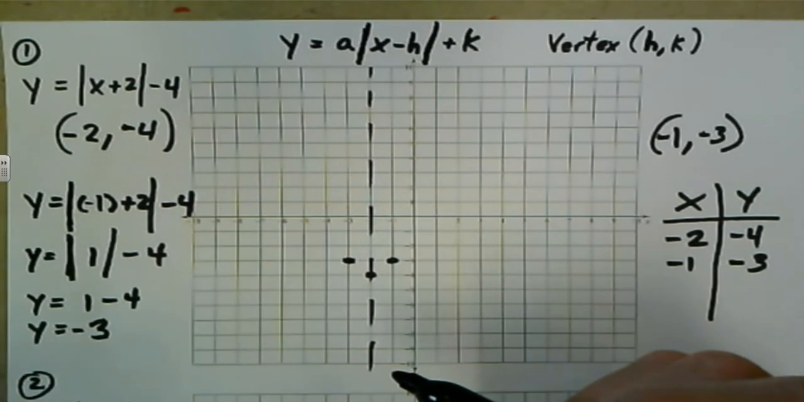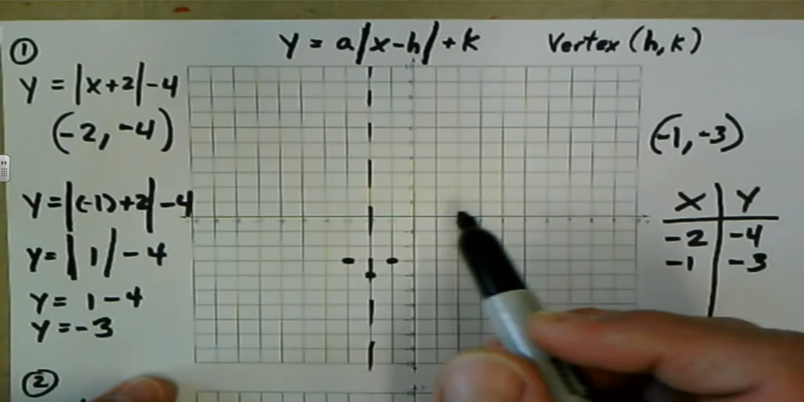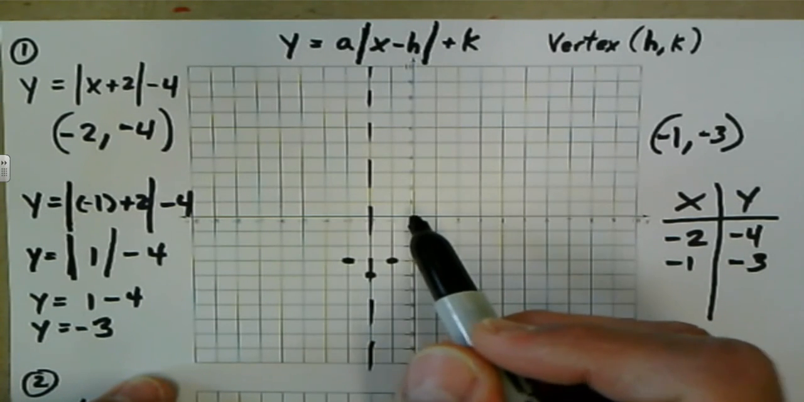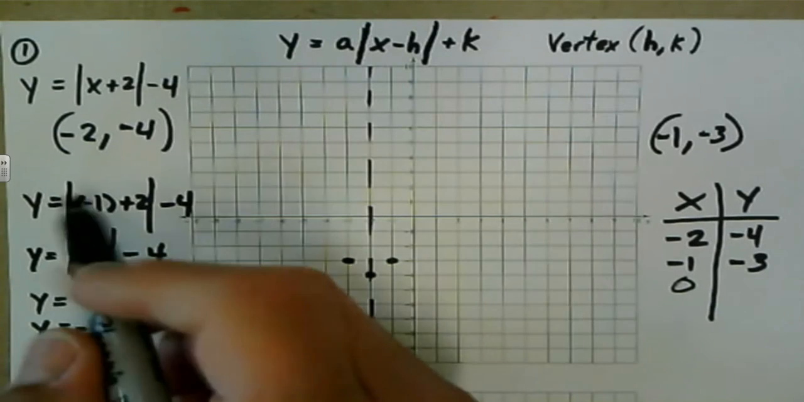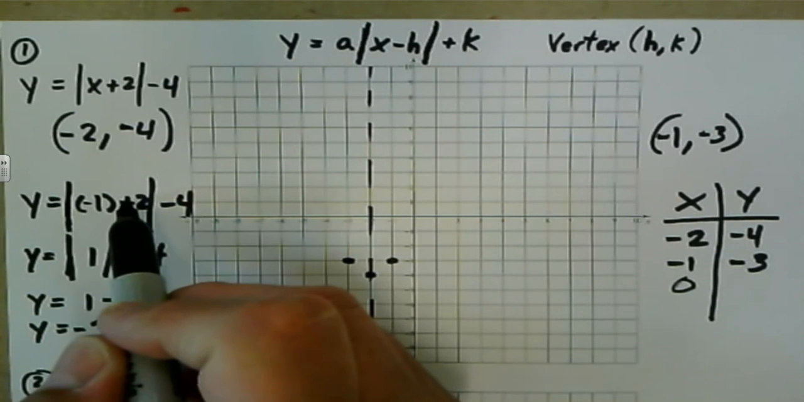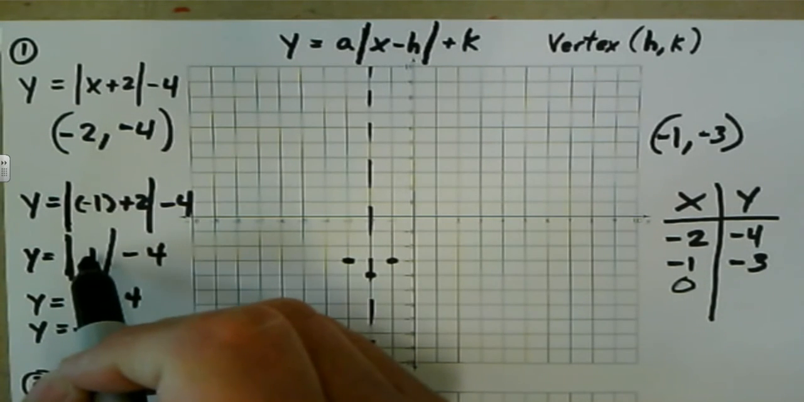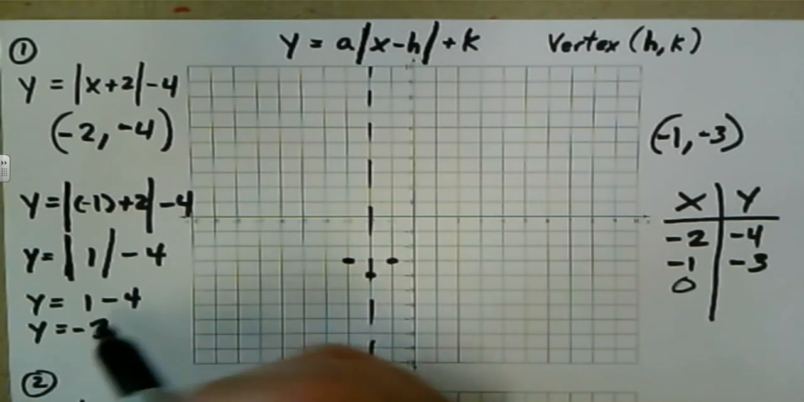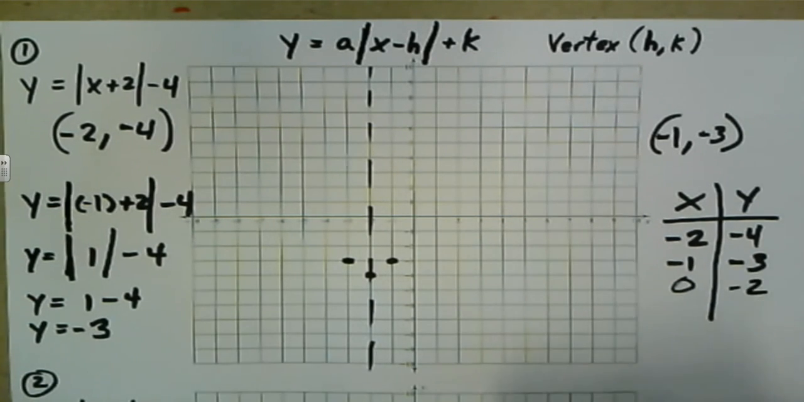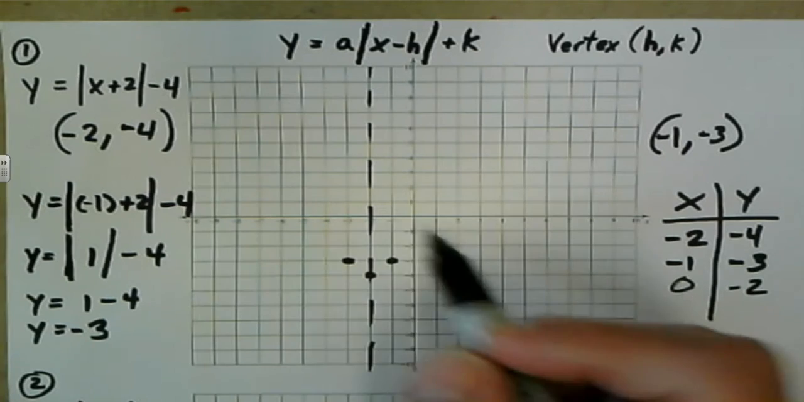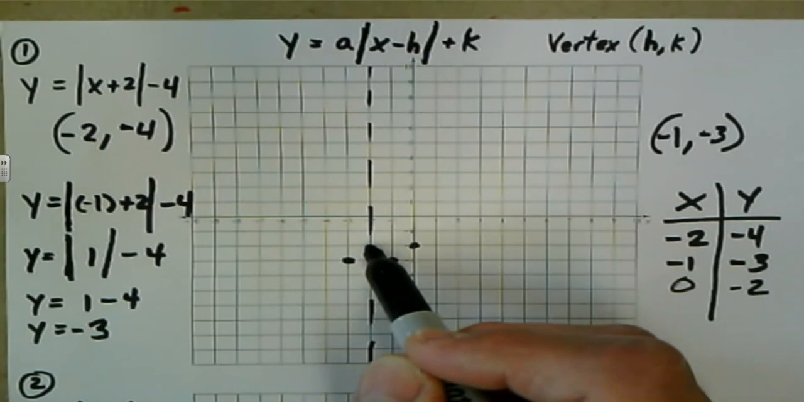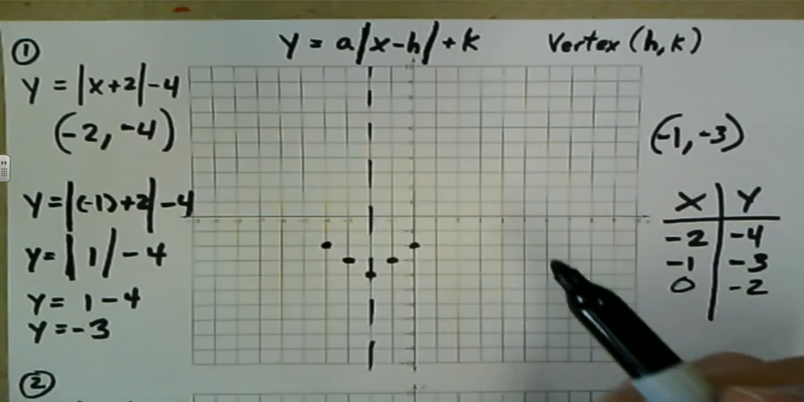Now, if I wanted you to do more than 1, you would take the very next number, which is, this is negative 1. You would take 0. And I'm just going to do this in my head. I put 0 here. 0 plus 2 is 2. Absolute value of 2 is 2. 2 minus 4 is negative 2. And if I were to graph that at 0, negative 2 would be here. Then I went up 1, 2, 1, 2. So I go up 1, 2, 1, 2, and I would graph it there.